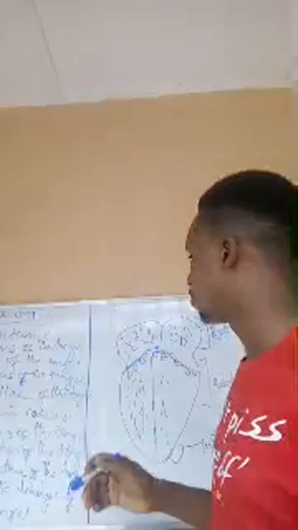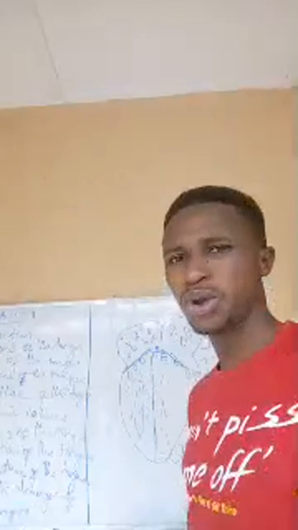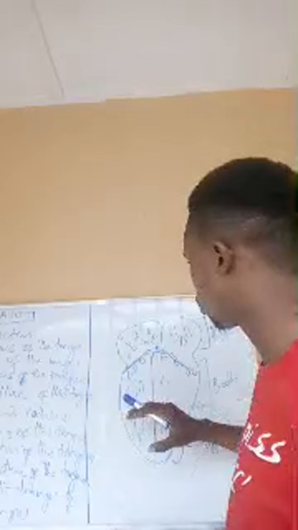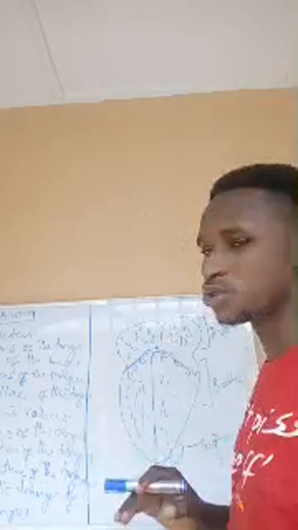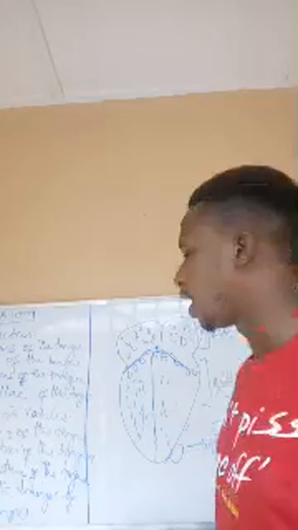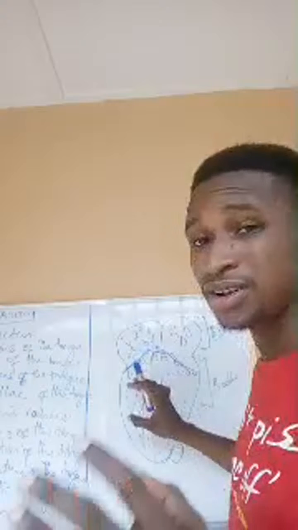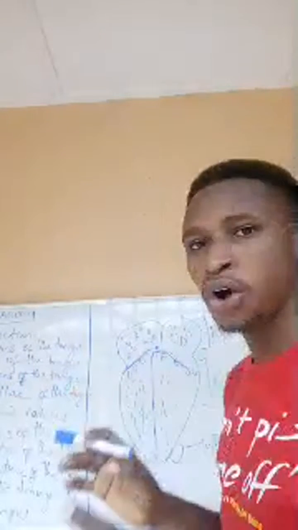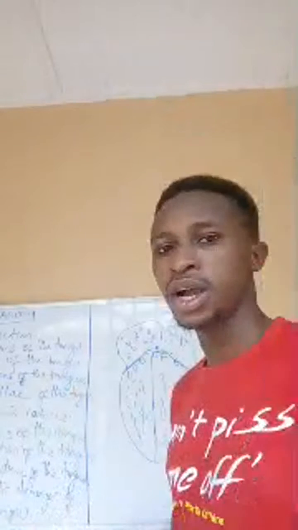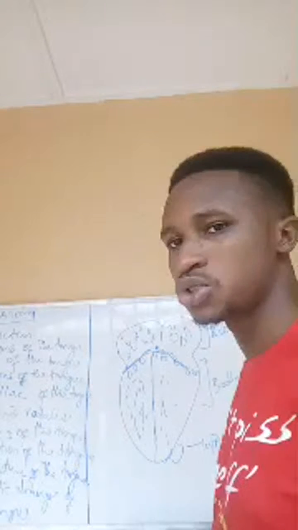These papillae of the tongue can be classified into four. In the anterior two-thirds of the tongue, you are going to see some papillae, and we said they have four different types. So what are the four different papillae that you are going to see in the anterior two-thirds of the tongue?